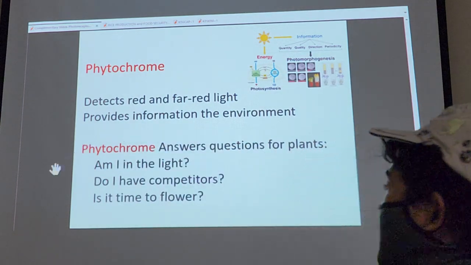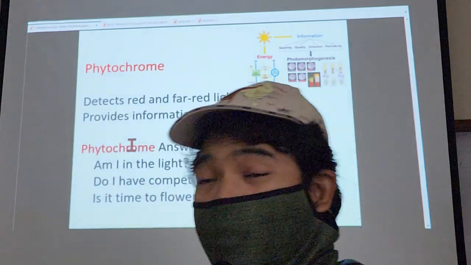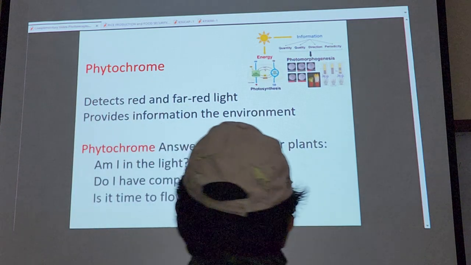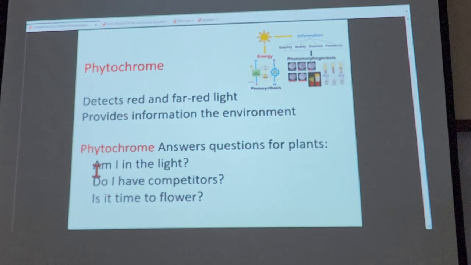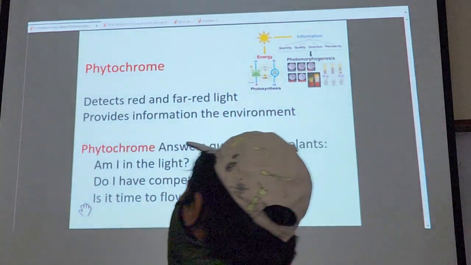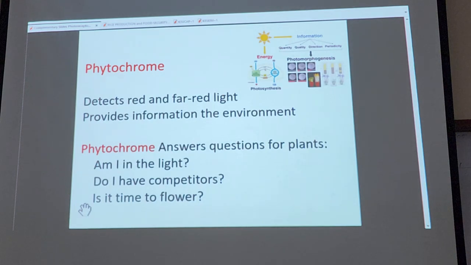So it will answer this question to the plant. Kind of beg you to answer this question. Can plants think? Do plants have thoughts? Look at the question. Don't you think the plants might be asking this question? Am I in the light? Do I have competitors? Is it time to flower? Plant, is it living or dead? Living. Are you thinking or not? Yes. No. Yes. So the plant's thinking or not?